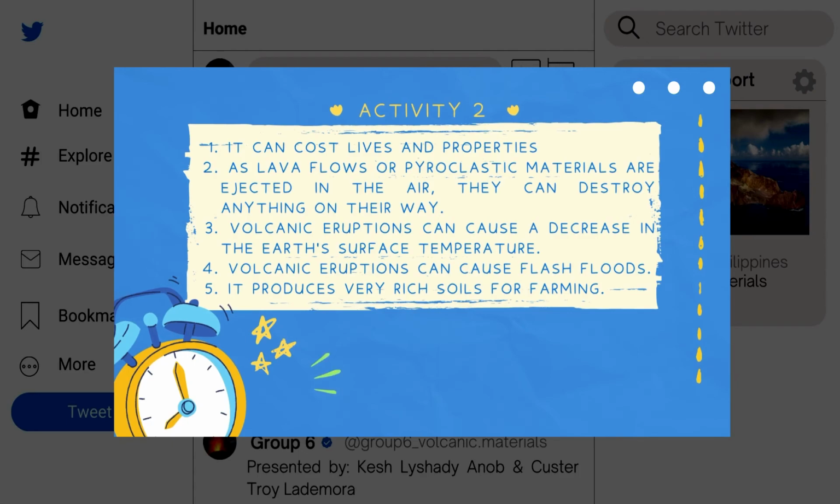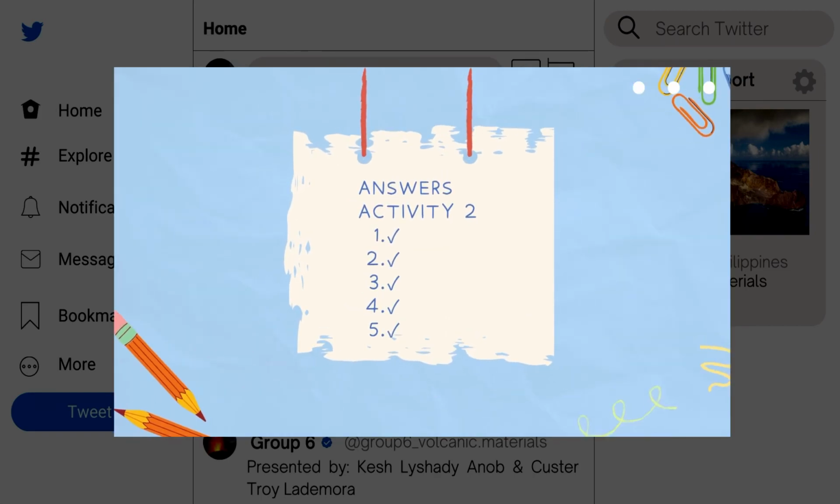Number 4. Volcanic eruptions can cause flash floods. Number 5. It produces very rich soils for farming. So, are you all done answering? Let's check your answers. Number 1, check. Number 2, check. Number 3, check. Number 4, check. And number 5, check. I wonder who got the perfect score.